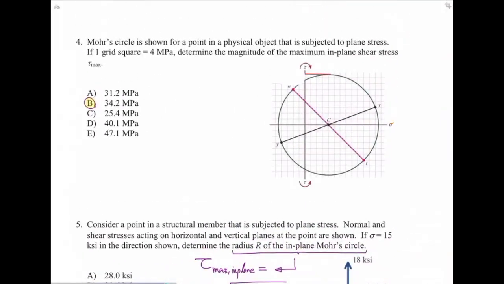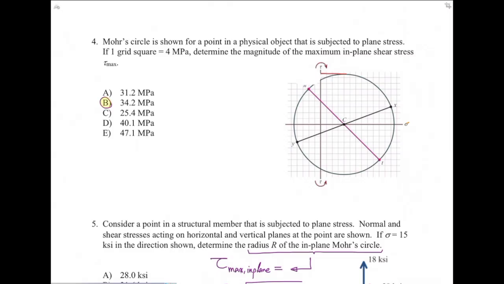Question number 4. Again, it follows the same concept. Here we have a Mohr circle, and we assume that each grid counts for 4 megapascal. Determine the magnitude of the maximum in-plane shear stress. Again, it's a maximum in-plane in that circle. Here, because the two principal stresses have opposite sign, one of them is located on the right part, another one is located on the left part of the axis. So simply, the maximum in-plane and the maximum absolute values are equal to each other, and that would be equal to the radius of that circle.